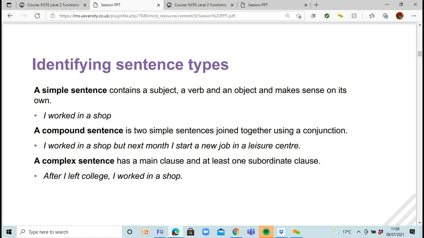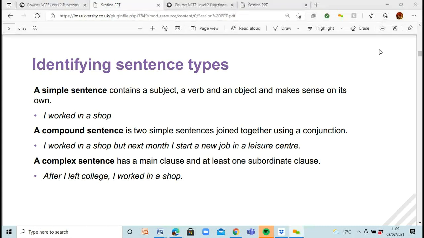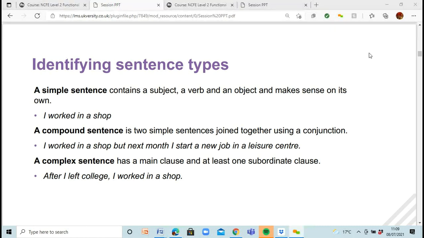A compound sentence is where you put two simple sentences together. So you use a conjunction, so and, therefore, all of those. You might have some colons or semicolons. So it would be, I worked in a shop, but next month I start a new job in the leisure centre. Now here, you've got the conjunction, but, which joins it.